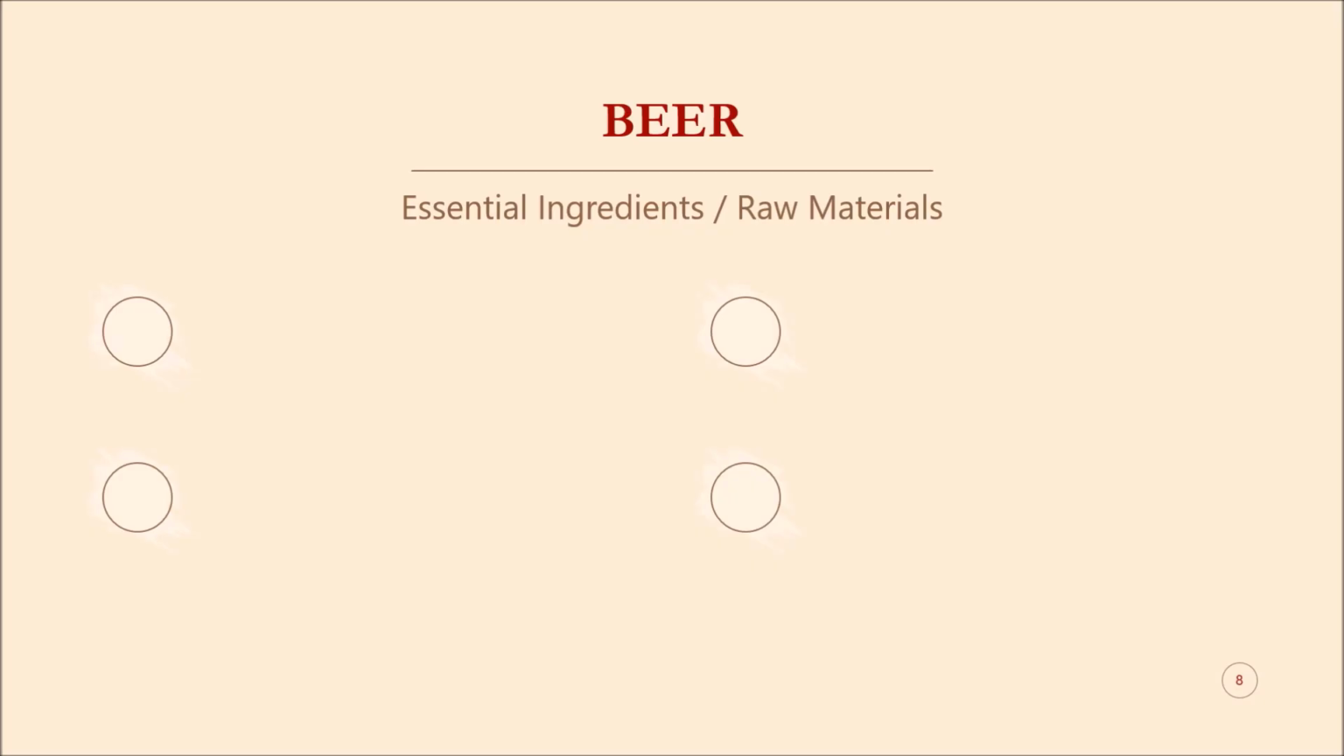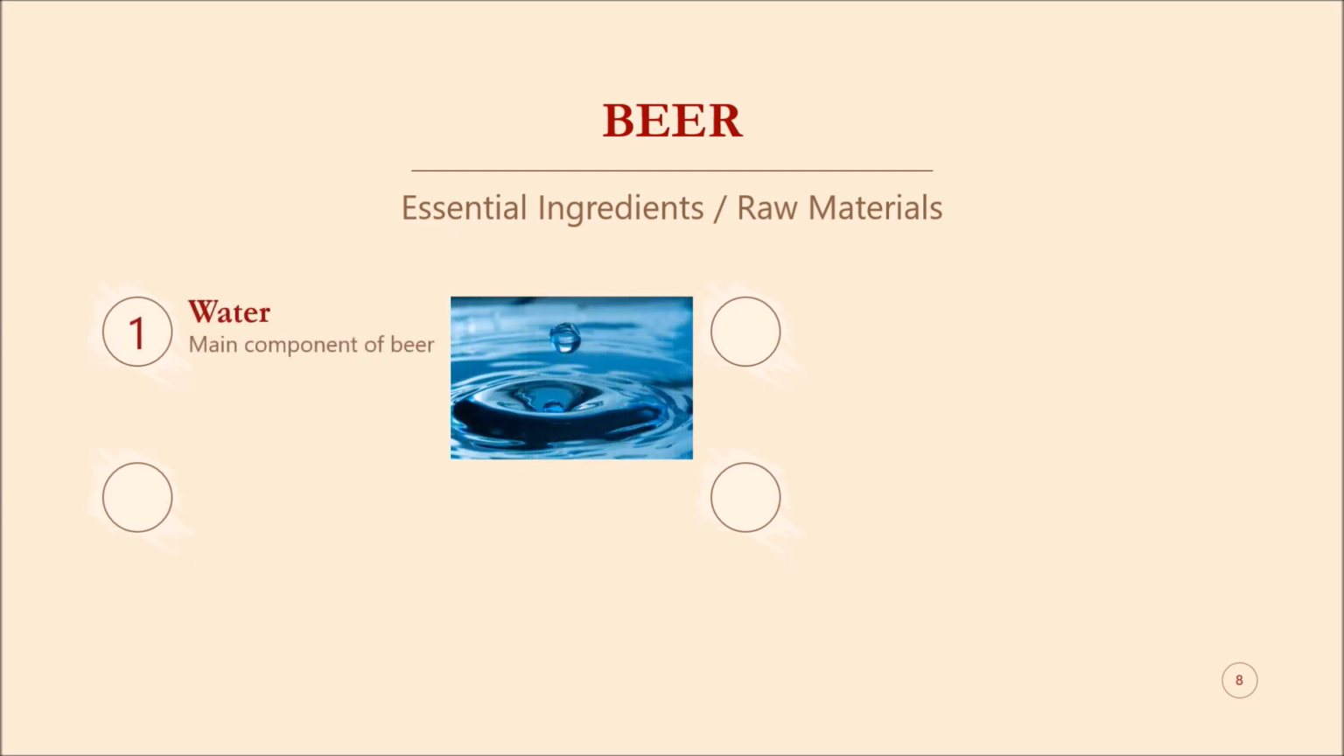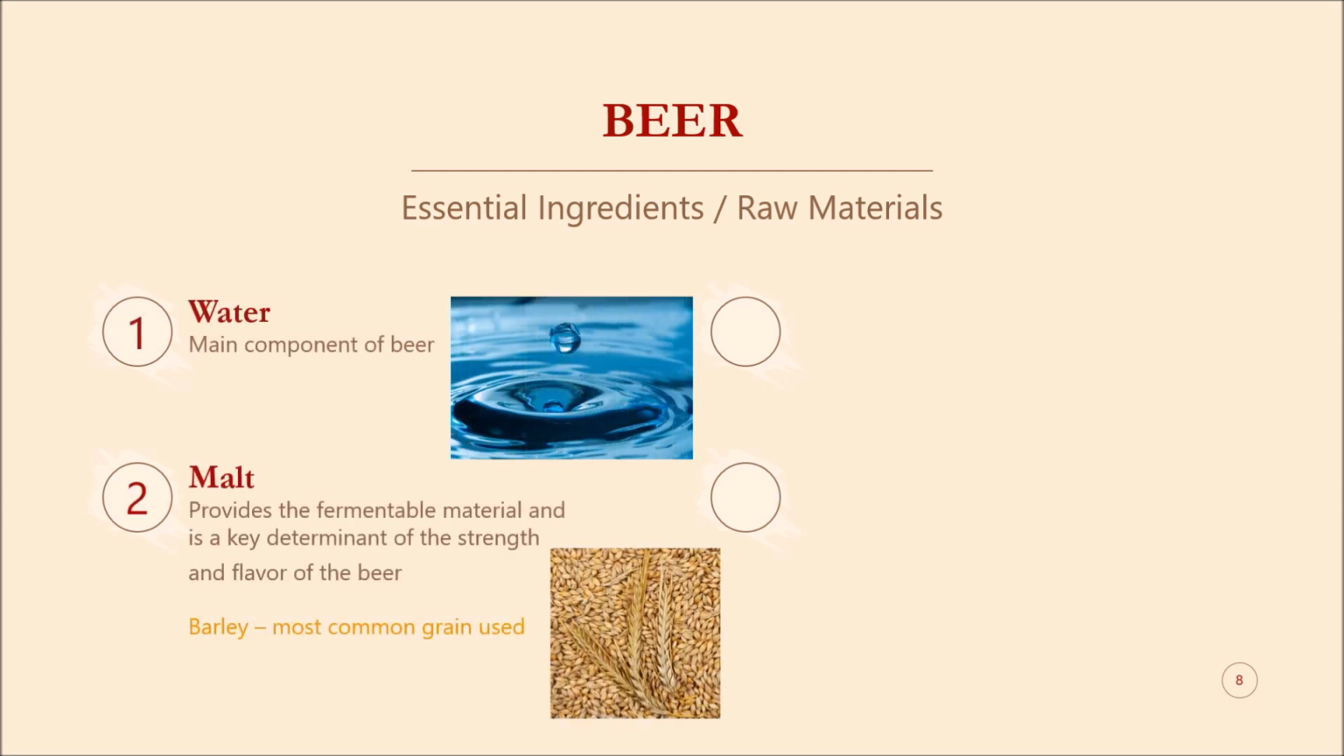There are 4 raw materials that are used in beer making. Beer is composed mostly of water. Malt is a grain which is malted which provides color, aroma, flavor, and body to every ale and lager, which is the types of beer, and can set each beer apart.